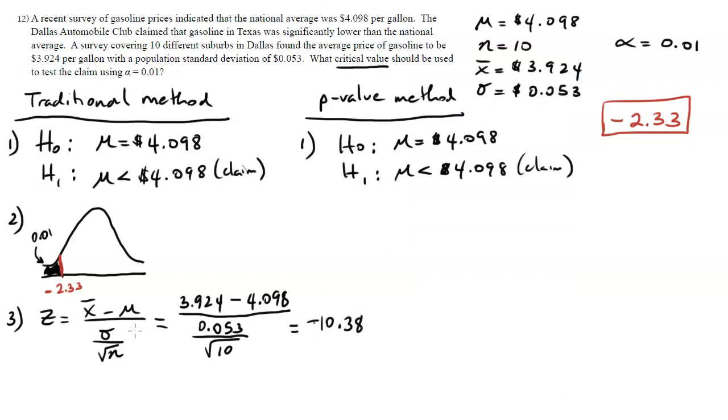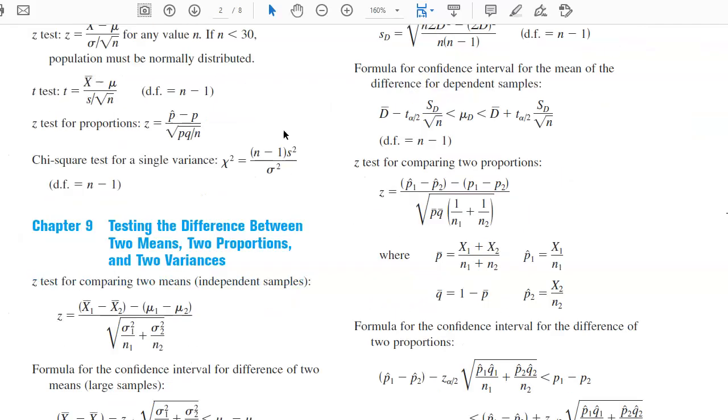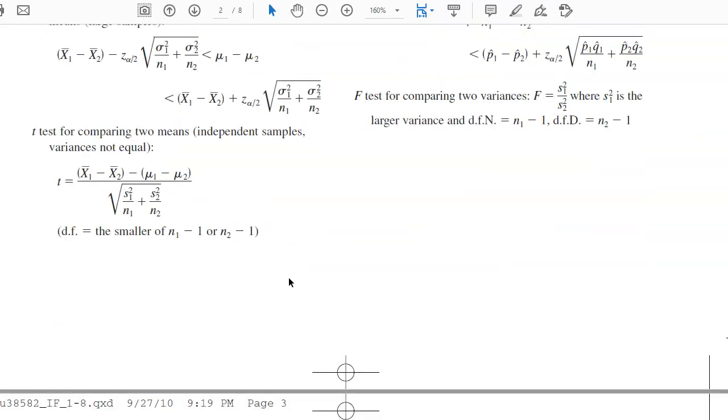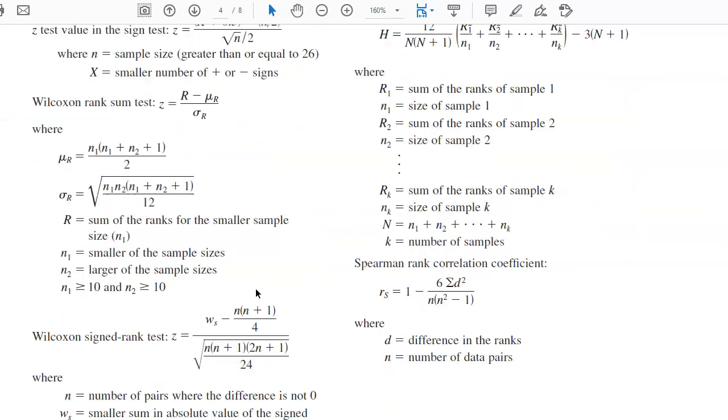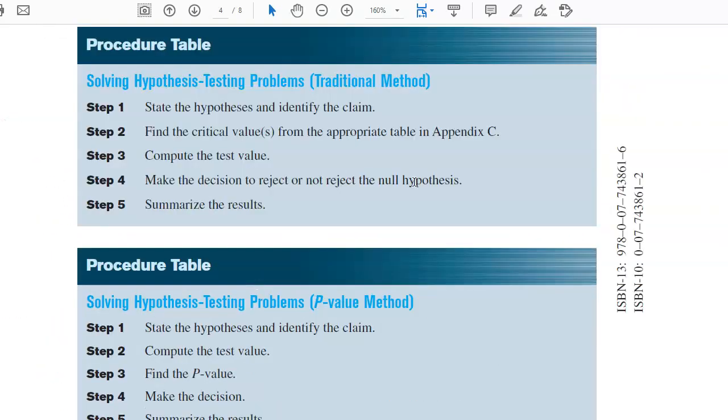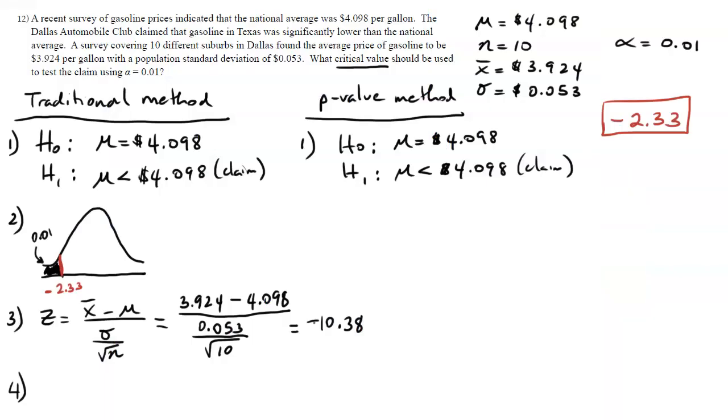Why is this test value important? Because our next step now is to make our claim, to determine if we're rejecting or not rejecting the null hypothesis. Make the decision. Reject or not reject. How we do that using the traditional method: you analyze this z-test value.